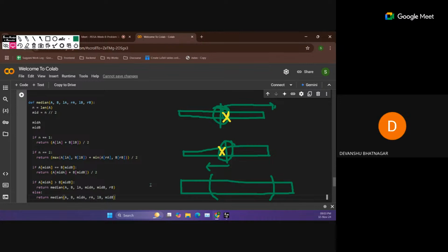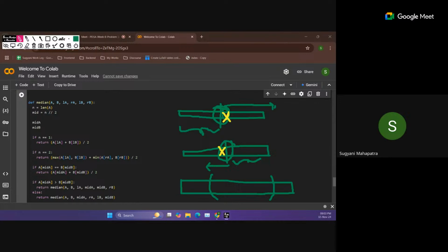Okay, so what happens is, suppose this value is greater than this value, then it is most likely that the smaller values will lie somewhere around here. And again for this one, the greater values will lie around here.